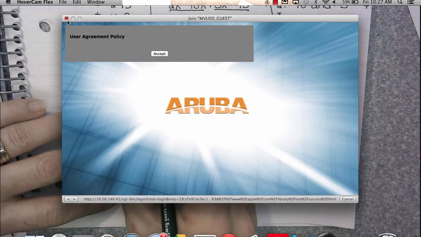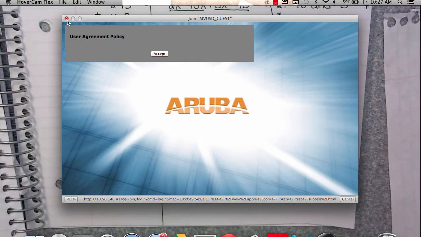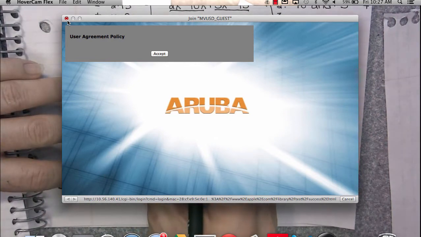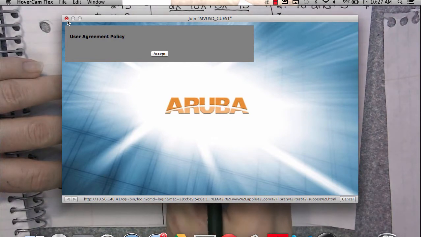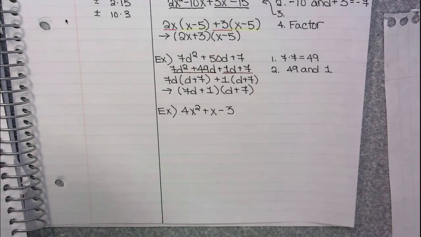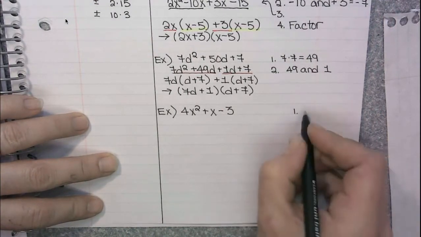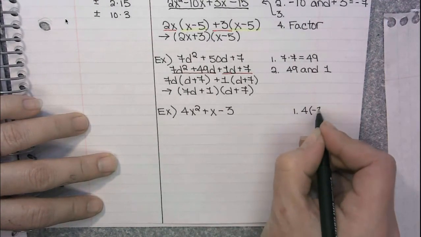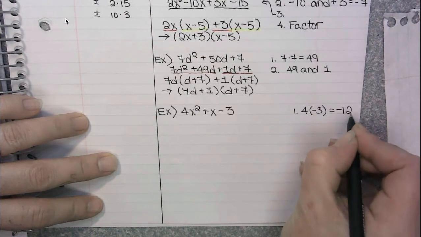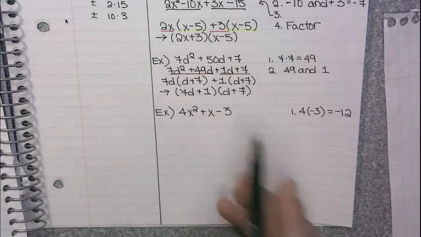Let's look at 4x squared plus x minus 3. This thing keeps popping up. Okay, 4x squared plus x minus 3. Step 1, we're going to multiply 4 times negative 3, and we get negative 12. And we want the factors of negative 12 to add up to a positive x.